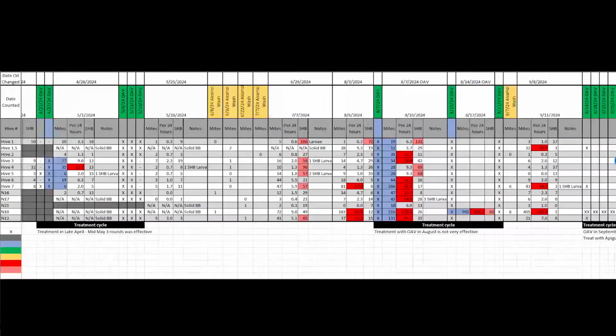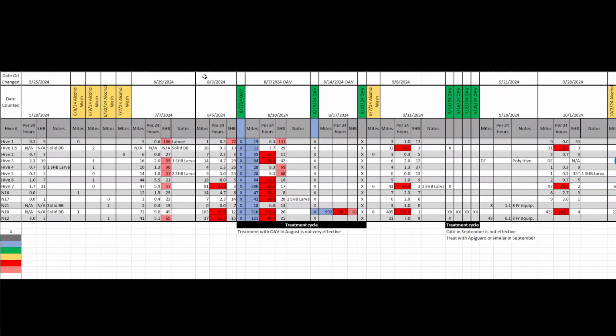So slide over a little bit. In June, beginning of July, so this last mite wash was pretty close to this. So the 0 on the mite wash was less than 1 drop per day. The highest we had was a 5.5.